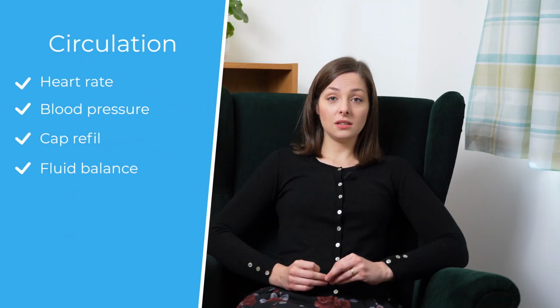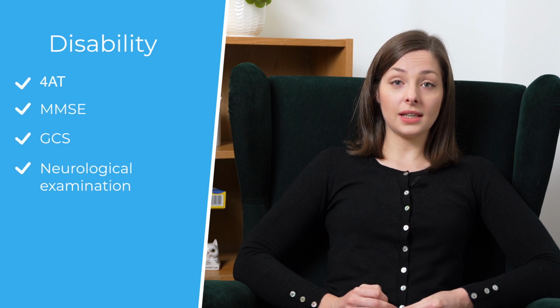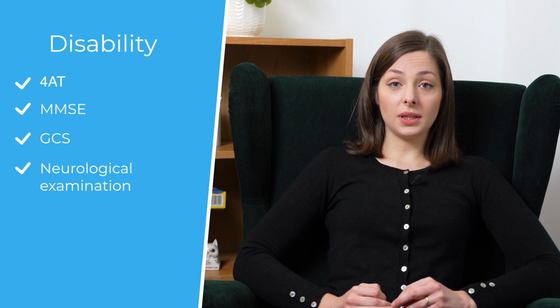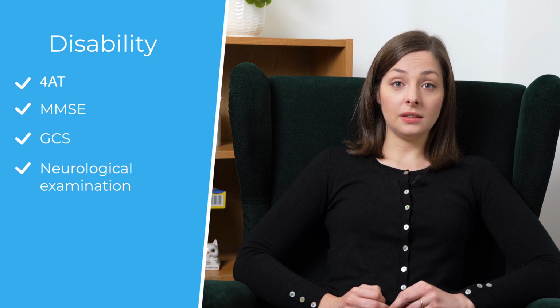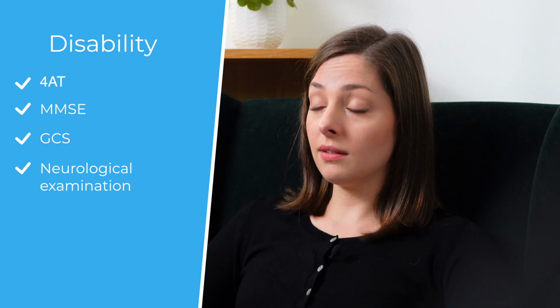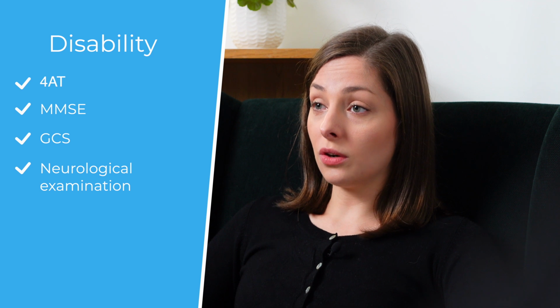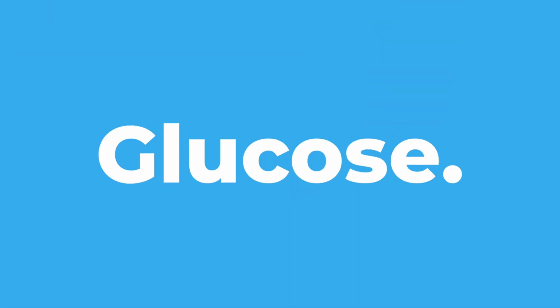In your C assessment, you can also look for signs of hypotension, and you should do a hydration assessment to see if your patient looks dehydrated. When you move on to do your disability assessment, you can do a formal assessment of cognitive state, something like a 4AT, an MMSE. Always worth doing a quick GCS as well, and if you're concerned about someone's cognitive state, a quick neuro exam just to check for any focal neurological deficit. While we're doing D, don't ever forget glucose. Easy to fix, very easy to forget.